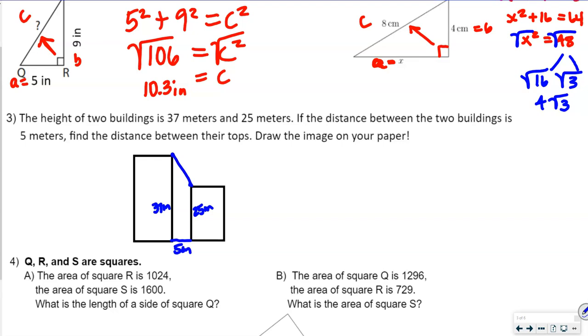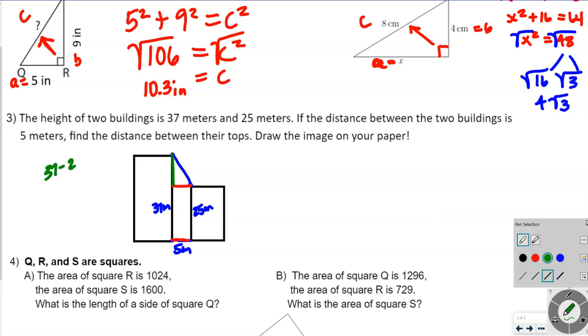Okay? Now we know that this was 5 meters down here, so this right here has to be 5 meters. So the only thing we have left to find is the third side of this triangle, right? And that's going to be the distance between the heights of the buildings. So that's going to be 37 minus 25, and that was 12, okay? So this side right here is going to be 12, okay? Remember, this down here was 5. Okay, so then there's my right angle.